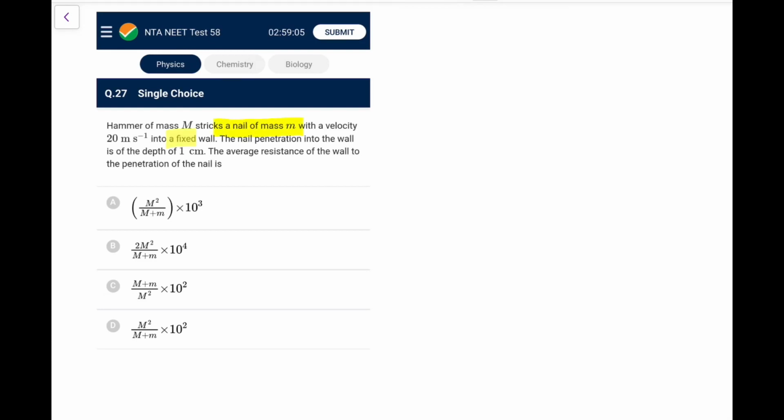Next, a hammer of mass M strikes a nail of mass m with a velocity of 20 meter per second into a fixed wall. The nail penetrates up to a depth of 1 cm. The average resistance of the wall to the penetration of the nail is. So simply, first of all, when it hits, we treat it as a perfectly inelastic collision. So M into 20 will first be equal to M plus m into v.